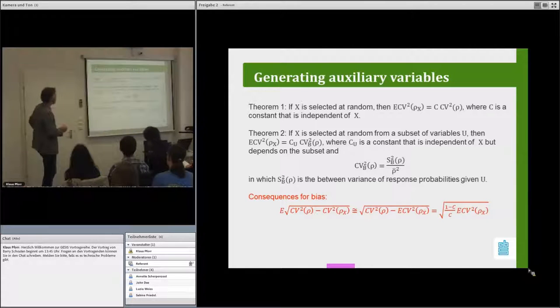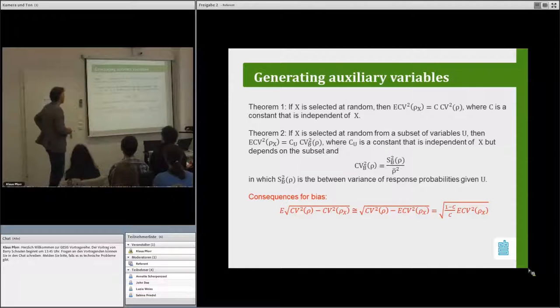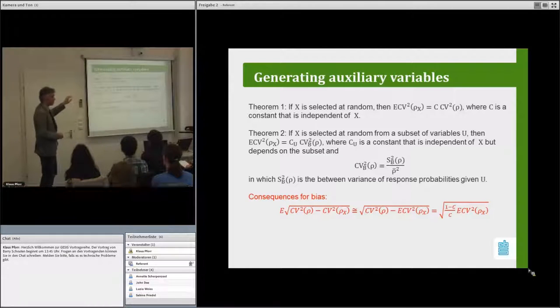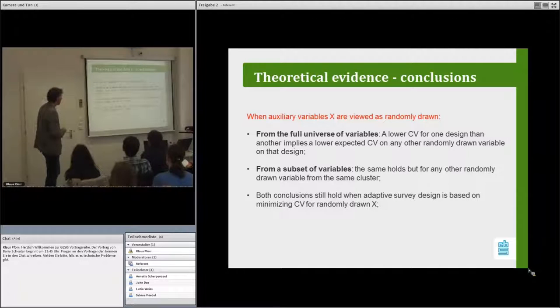And what makes this interesting, these two theorems, if you look at these expressions, or the expression I had on, well, I don't know, 10 sheets ago, is that the expected remaining bias will also become smaller. So if I draw variables and find less bias on these variables based on indicators, then also the remaining bias in expectation is smaller. It doesn't really have to be true for every variable, but in expectation it should also be smaller, even after adjustment, using any of those estimators. Okay, well, I think I basically said this, but the interesting part is that these theorems still hold if I start to minimize or balance my design based on these randomly drawn variables. So it's still true.